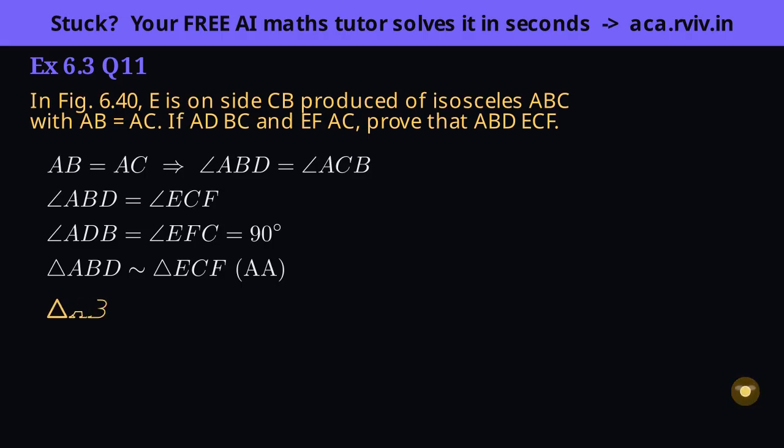In sight, an isosceles triangle hands you equal base angles for free, which combine with the right angles to give AA.